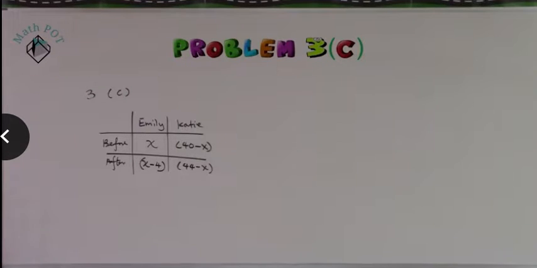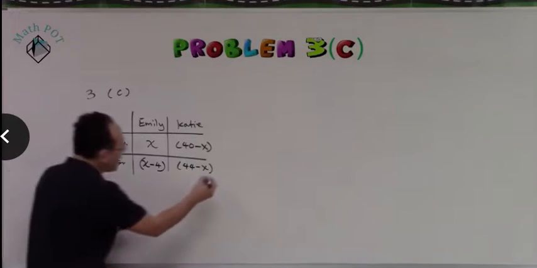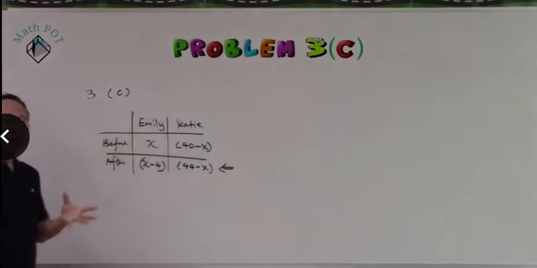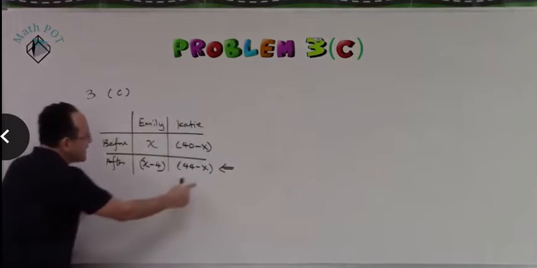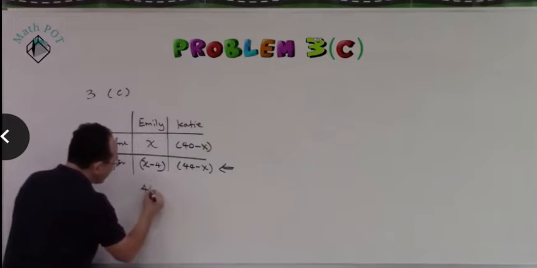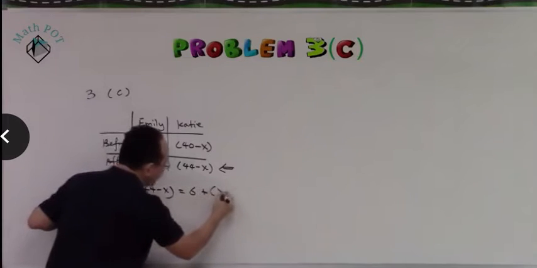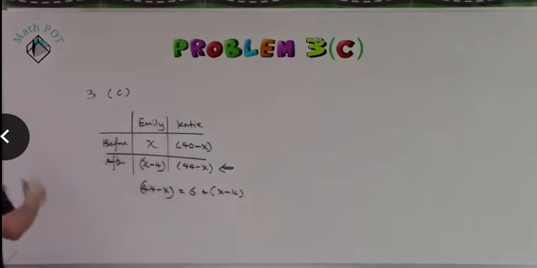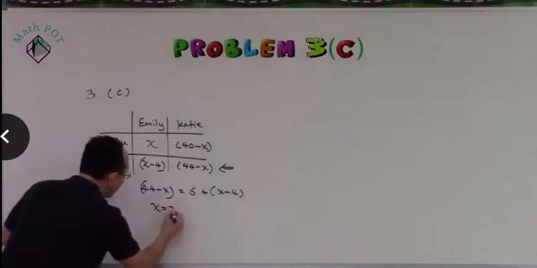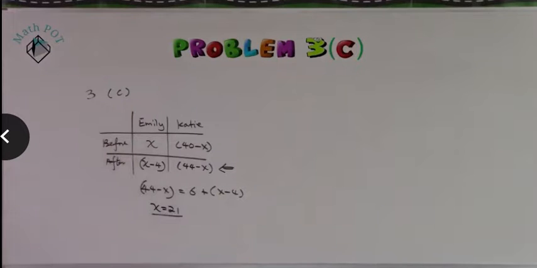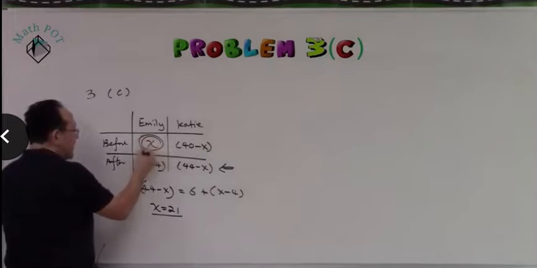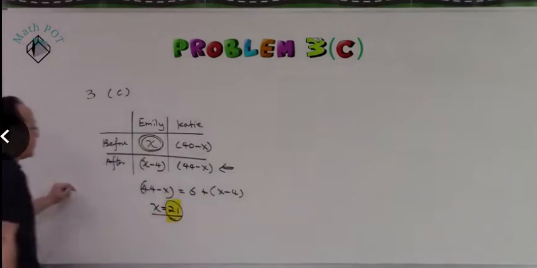So now all we need is one equation. The problem says after the exchange, Katie has 6 more. We need to use this information to build the equation. After the change, Katie had 6 more, which means Katie's number after the exchange is 6 plus the number for Emily after the exchange. Of course, solve this one. From here, you can figure out that x is 21. But never assume x is your final answer. The problem tries to figure out how many apples Emily has. Emily has x, that means this is our final answer.